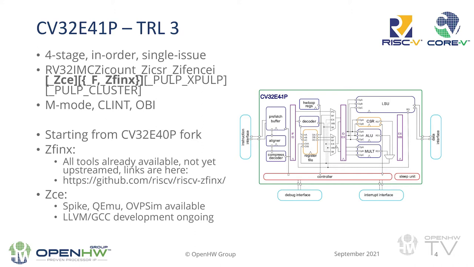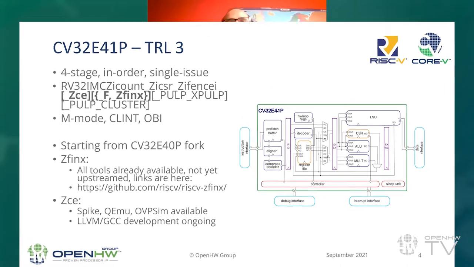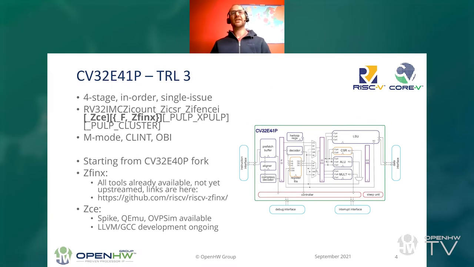So for Zfinx, all the tools are already available, not upstreamed yet, but now we have a frozen specification, we should be able to do that soon. And there are links to all the tools on GitHub, and the URL is there, RISC-V Zfinx. So Zce, Spike, QEMU, and OVPsim are available, so all three simulators. And we have the toolchain development ongoing, which I hopefully will get a usable toolchain in October 2021.